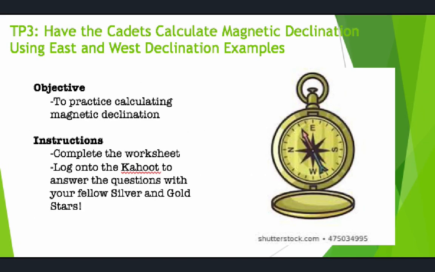The third and final teaching point is to calculate magnetic declination using east and west declination examples. The objective is to practice calculating magnetic declination, and there's only 2 simple instructions. First is to complete the worksheet on the next slide, and second is to log on to the Kahoot to answer the questions with your fellow silver and gold stars. Remember that completing the worksheet ahead of time will definitely give you an upper hand on completing the Kahoot questions faster.